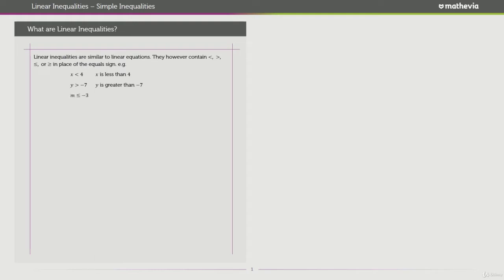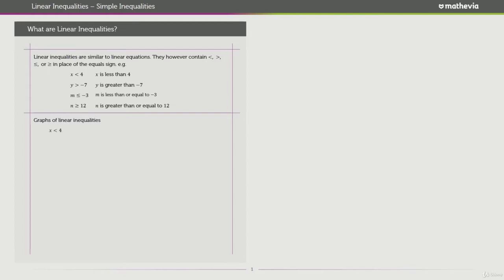And then similarly, m is less than or equal to. When you have the sign written like this, the less than sign with a dash, it means m is less than or equal to minus 3. And then finally you have n is greater than or equal to 12. And yeah, these are linear inequalities.